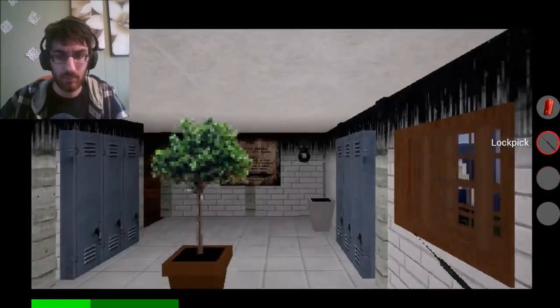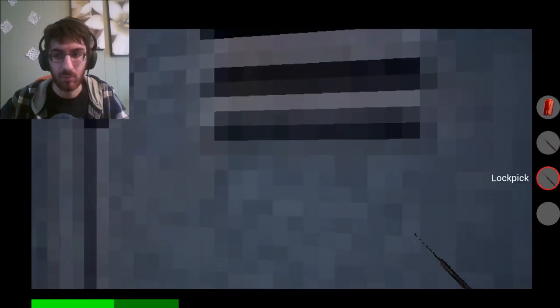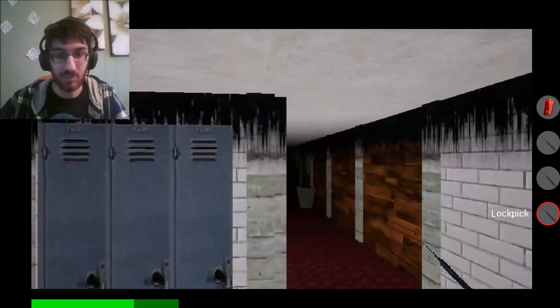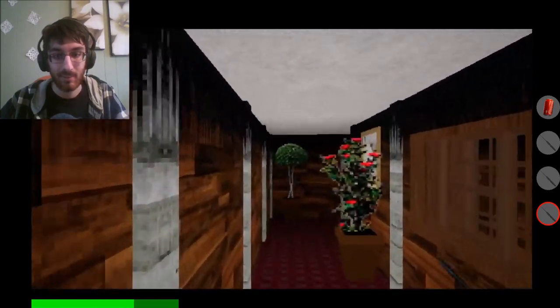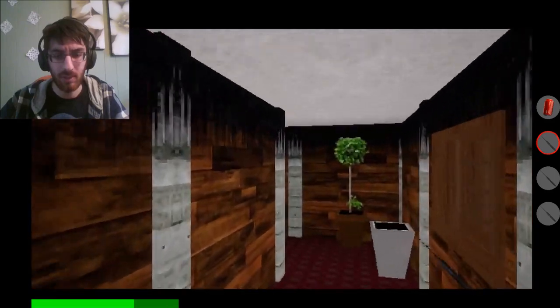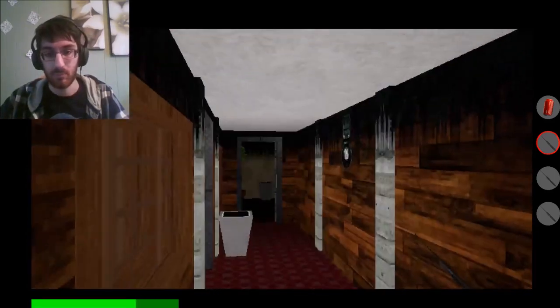Alright, well, what do I do? It says, don't hack someone else's locker. You mean like this? Oh, got another lockpick. Huh. I got another lockpick. I'm just getting lockpick after lockpick out of this. Is that useful? Does that help me? I mean, are these lockpick simulators? I don't know. I'm so confused.